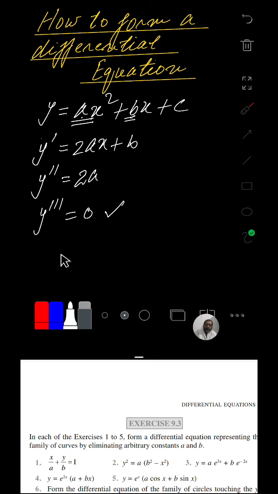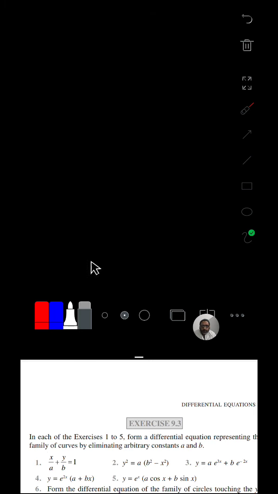But remember one thing, that the order of the formed differential equation must be equal to the number of arbitrary constants in the given solution. If suppose there are 3 arbitrary constants, then the differential equation must have a third order differential operator. If there are only 2 arbitrary constants, the differential equation should have the second order derivative as the highest differential coefficient. And if there is only one arbitrary constant, we can differentiate that solution only once. Now let's start exercise 9.3.